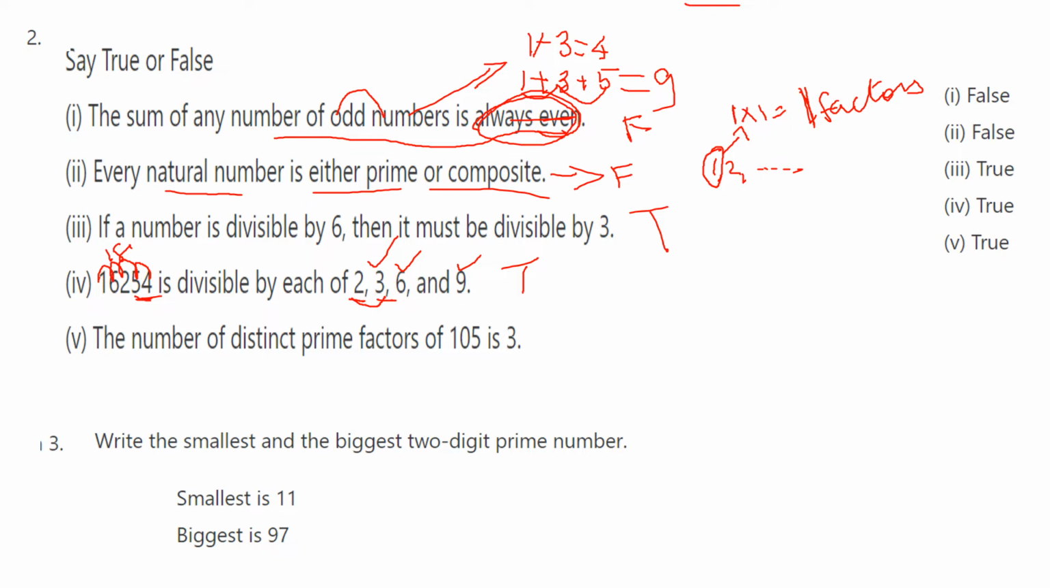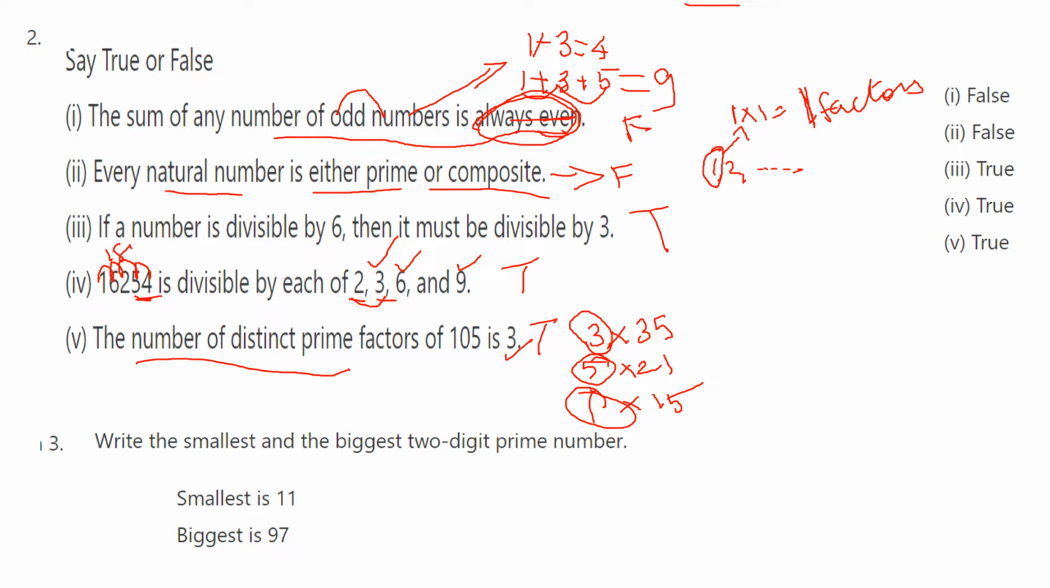The number of distinct prime factors of 105 is 3. So what are the prime factors of 105? Do you know that? First start with 3. 3 35s are 105. Next, 5 21s are 105. And 7 15s are 105. So for the number of distinct prime factors, we have to count the prime numbers: 3, 5, 7. 1, 2, 3. So the answer is also 3. That's why this is true.